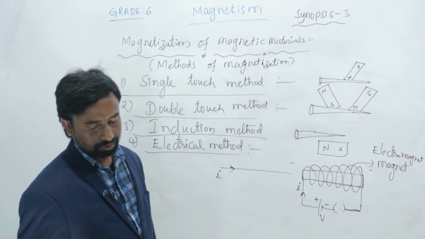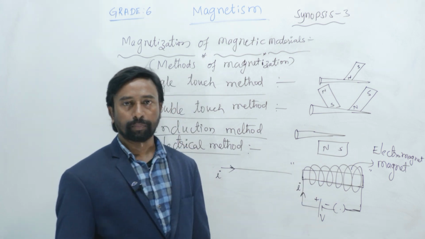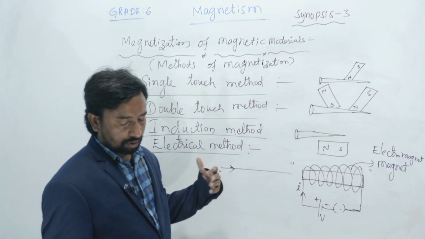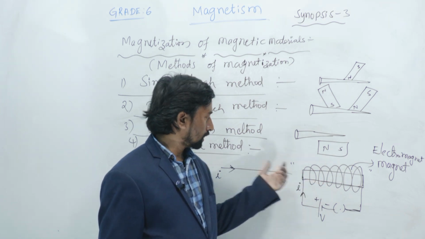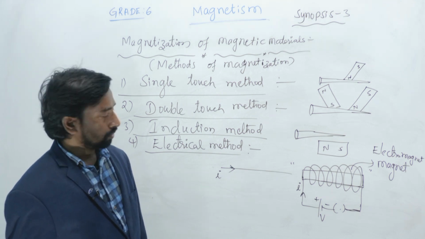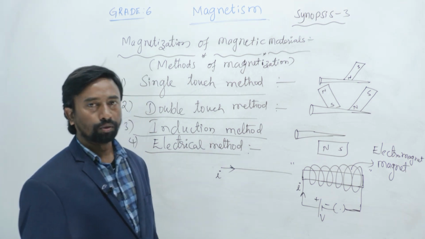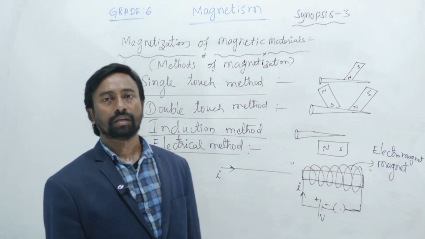This electromagnet is a temporary magnet, and this electric method is used to make strong magnets. There are many applications of the electromagnet.